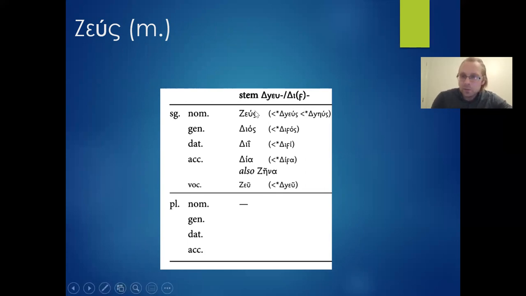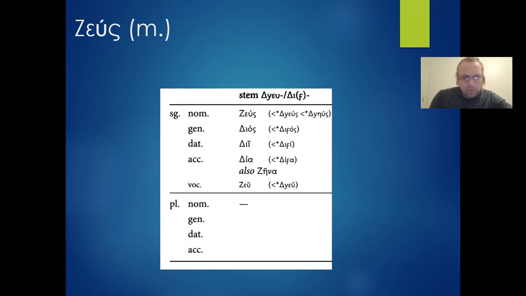But this is how Zeus is inflected. In the nominative singular, we have Zeus, in the genitive, dios, in the dative, dii, in the accusative, dia, and also the alternative form, Zena, from this stem. And then we have in the vocative, Zeu, and then the plural forms, of course, don't exist because this is a personal name.